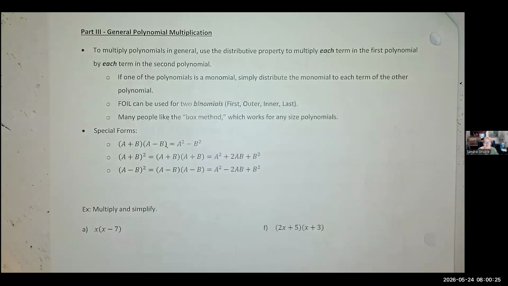Hey, let's go and finish. This is part 3 of general polynomial multiplication. Get this out of the way. Don't start with me, Missy.